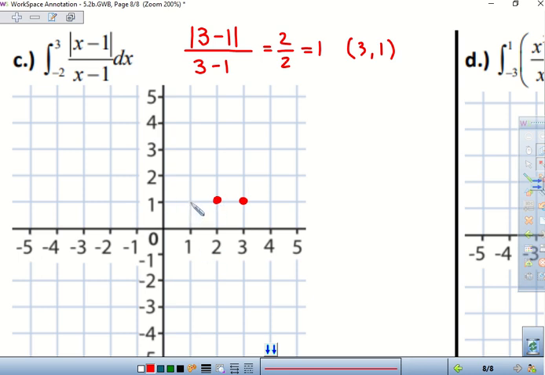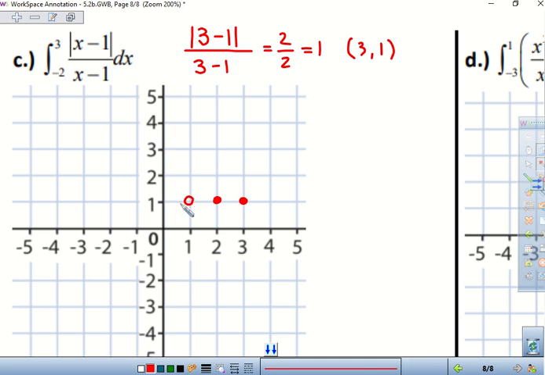But here's the problem. What happens when I plug in 1? 0 over 0. Can we do that in math? No. So this is an open circle because it technically can't be graphed. But the reason it's an open circle is because it's a continuation, okay?